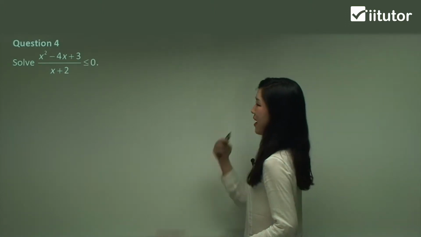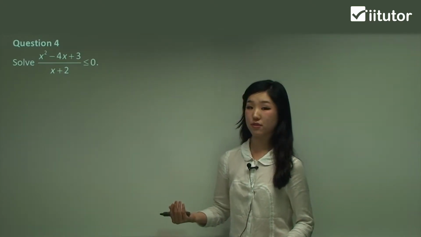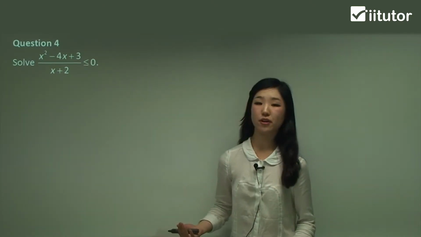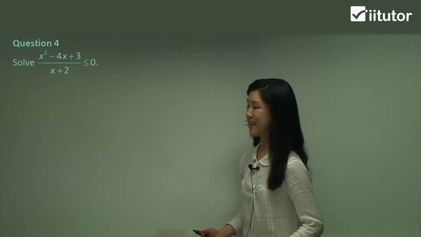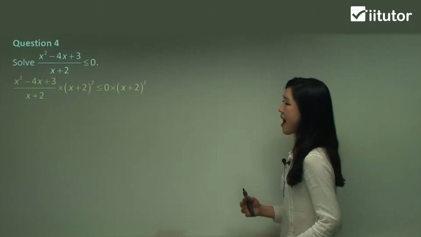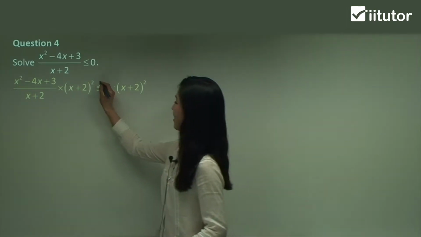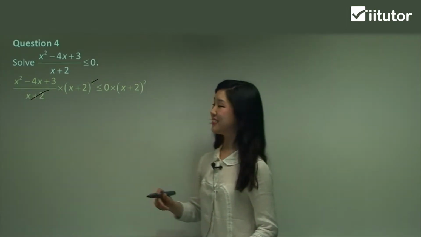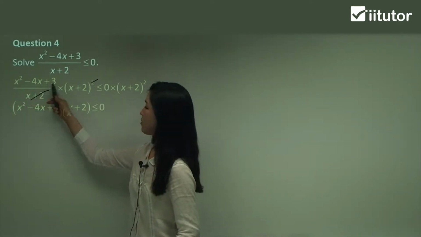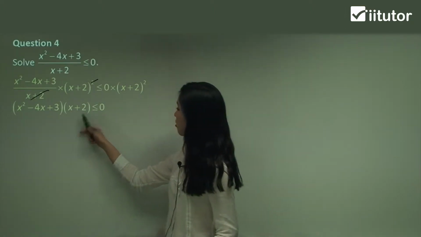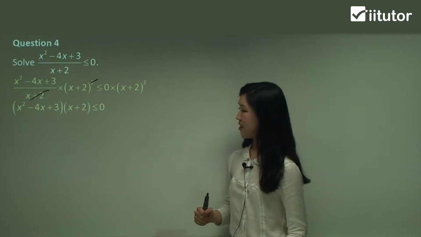Okay, so question 4 says, solve x squared minus 4x plus 3 over x plus 2 is less than or equal to 0. Okay, it's a little bit more complex, but still apply the same method. So I'll multiply x plus 2 squared onto both sides, the denominator squared. Okay, and in that case I can just cancel like that, and our simplified form will just be something like this. So on this side we have x squared minus 4x plus 3 times x plus 2, and 0 times whatever is just 0, isn't it? So that's what I've simplified down to.